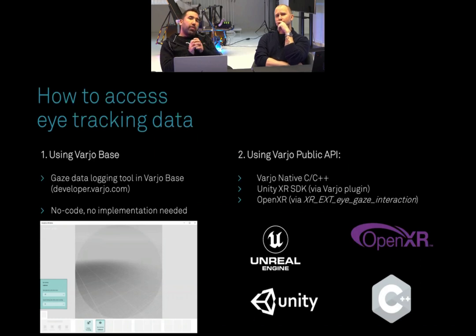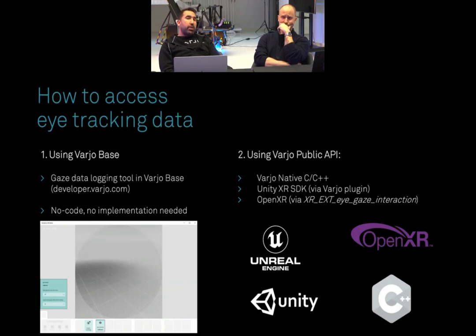But if you want to have a bit deeper control, and a bit more direct access, we have Varjo's public API that would allow you to access all the data that we've been through. And there are different ways to utilize it. We have the native SDK, which you can start integrating right away into your own C++ application, and you even have a sample project that you can quite easily start experimenting with.